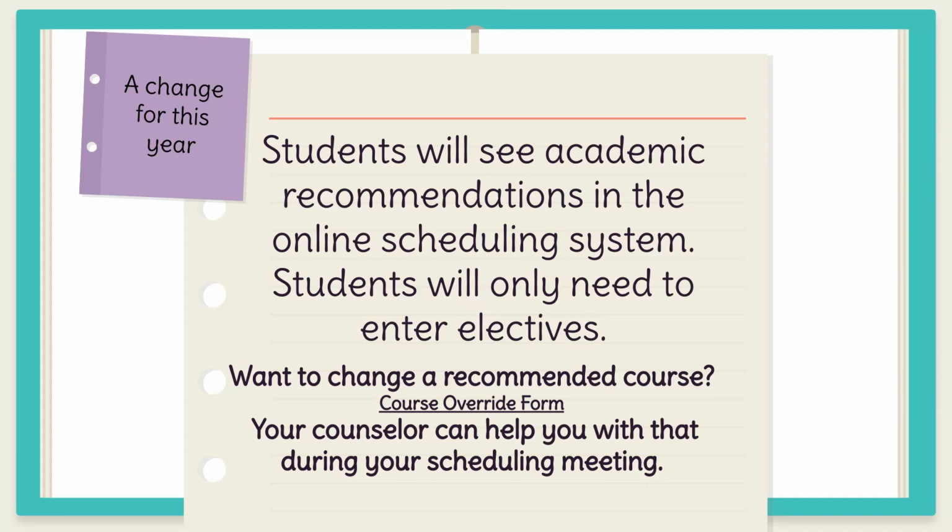A change for this year, when you log into the scheduling system that last week of February, you're going to see your academic recommendations are already preloaded into the system. So the only thing you'll have to enter will be your electives. If you want to change a course that you're recommended for, the course override form is available here. And then also we will have that paperwork available to you when we come over in March, but you can also get it from your counselor at the junior high.